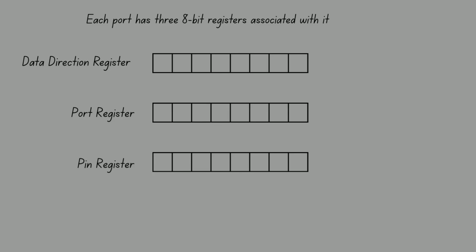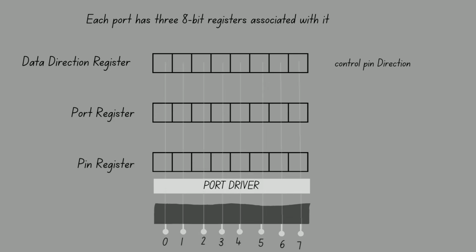The data direction register controls whether a pin acts as an input or an output. Pins are indexed starting from 0. Writing a value of 1 to a pin index configures that pin as an output. Writing a 0 configures the pin as an input.